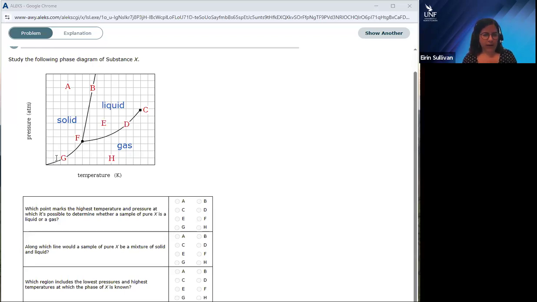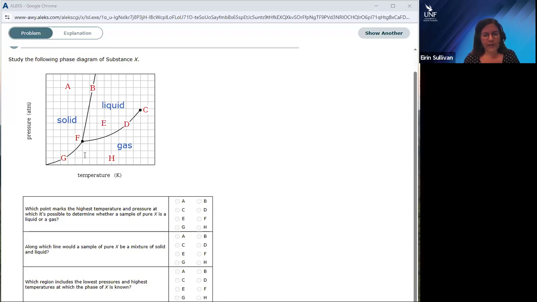So what about this line here between the solid and the gas, labeled G? That is your sublimation line, okay? Going straight from the solid to the gas phase, which typically happens at lower pressures, would be sublimation. The opposite process, where a gas goes to a solid, is called deposition. So it's deposition of a gas into a solid.